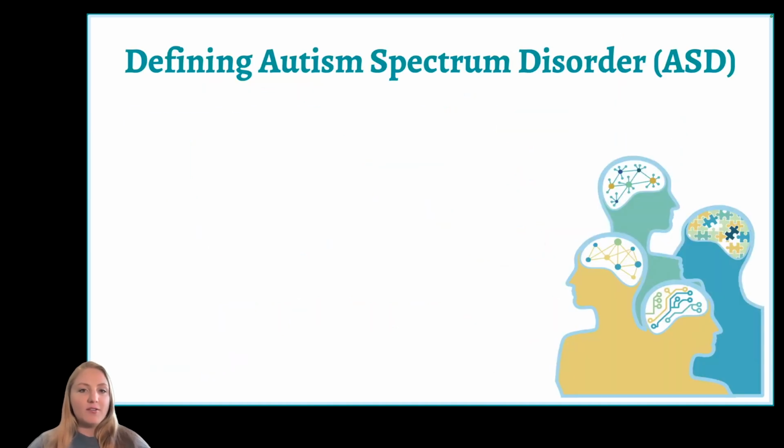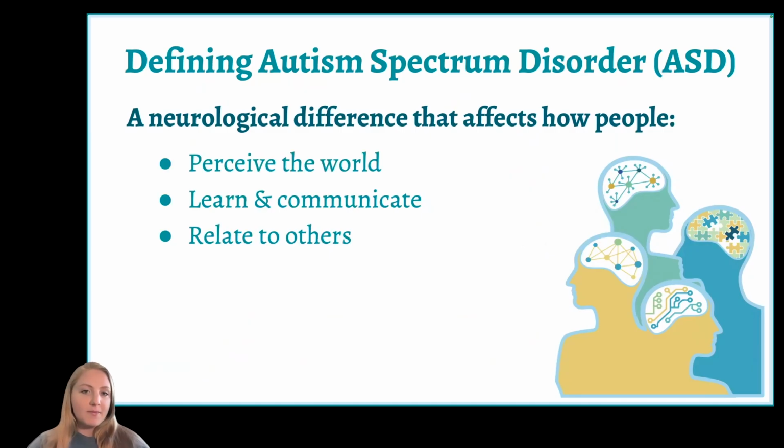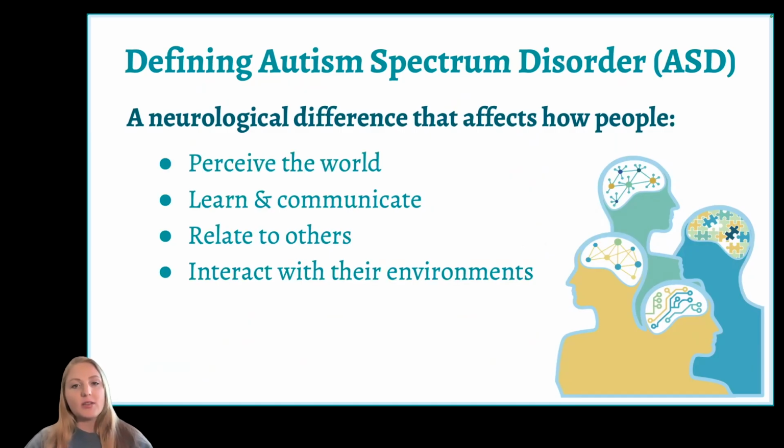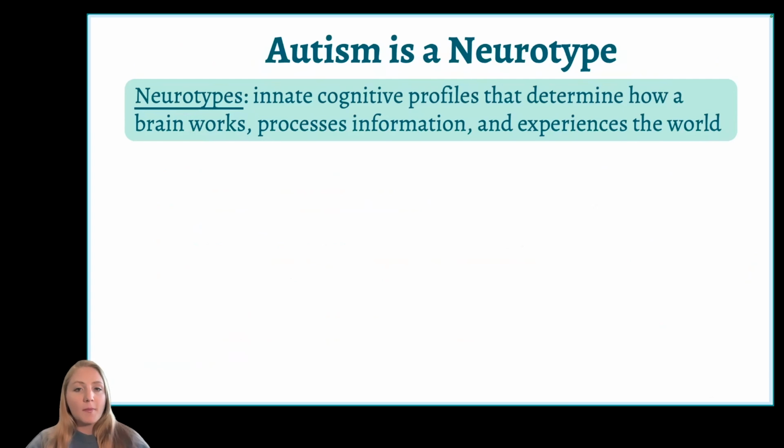So, to start us off, autism is a neurological difference that affects how people perceive the world, learn and communicate, relate to others, and interact with their environments. Autism is what's known as a lifelong neurodevelopmental condition, meaning the neurological differences are present from birth. And while signs often appear in early childhood, many people aren't diagnosed until adolescence or even adulthood due to historical gaps in understanding that I'll get into later in this video.